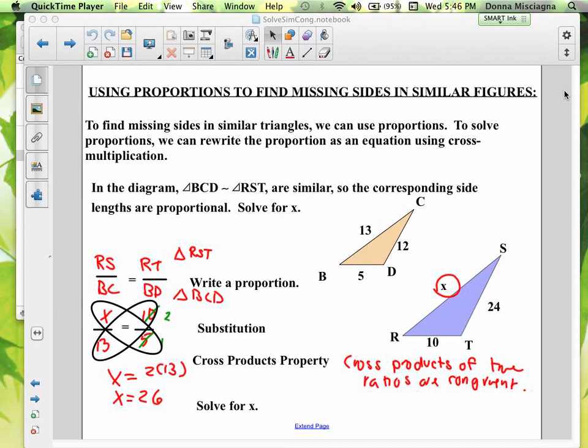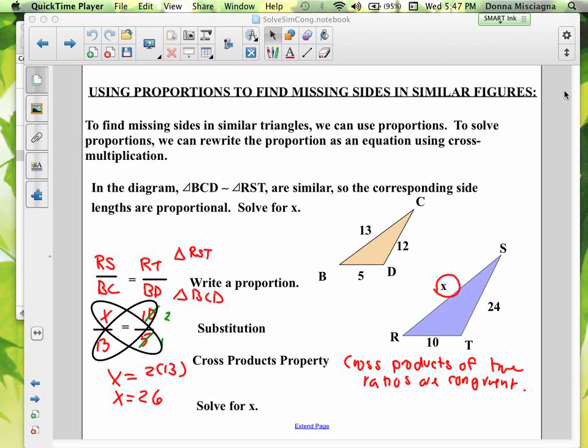This problem we had done in class. Fifth period had finished. Third period was almost finished. So I want to just go over it. To find missing sides in similar triangles, we can use proportions. To solve proportions, we can rewrite the proportion as an equation using cross multiplication.